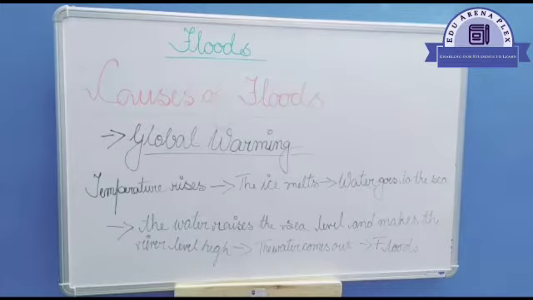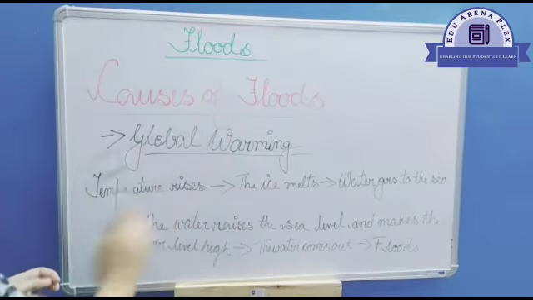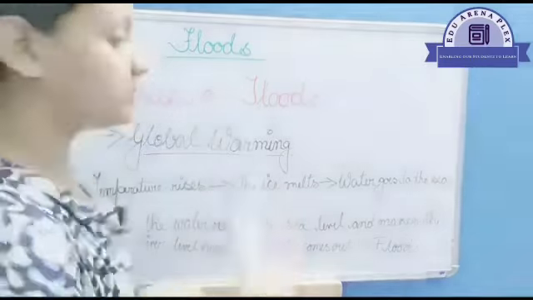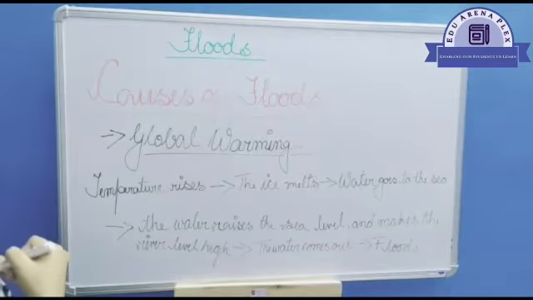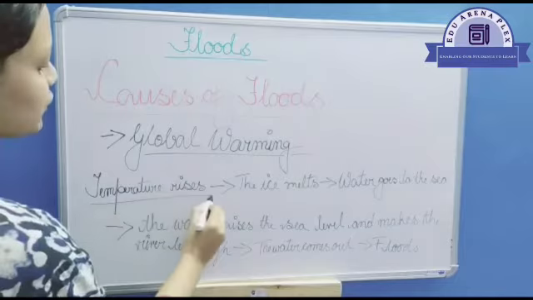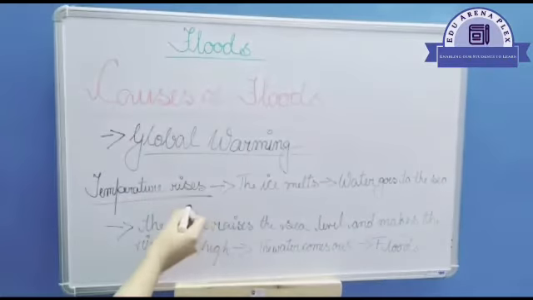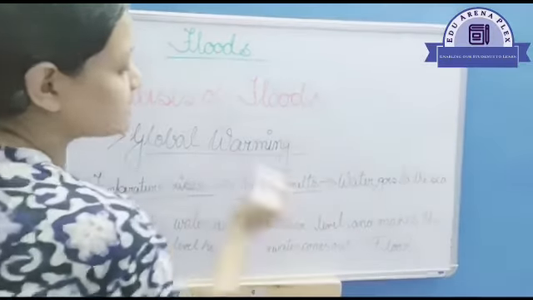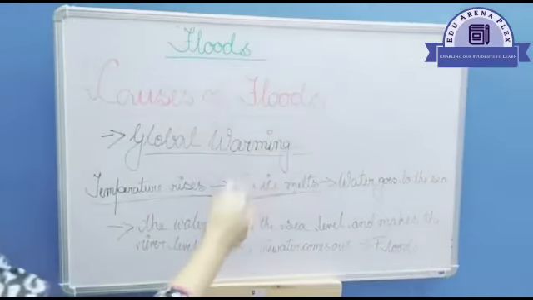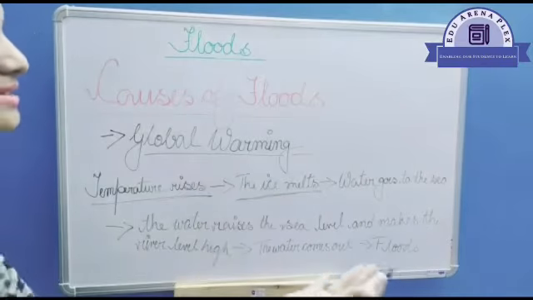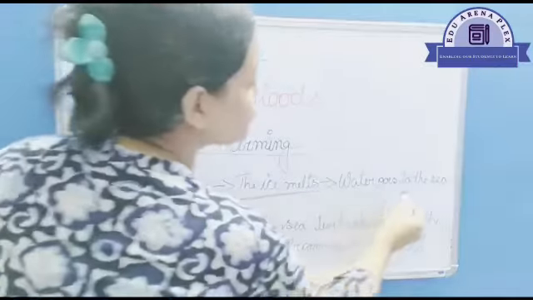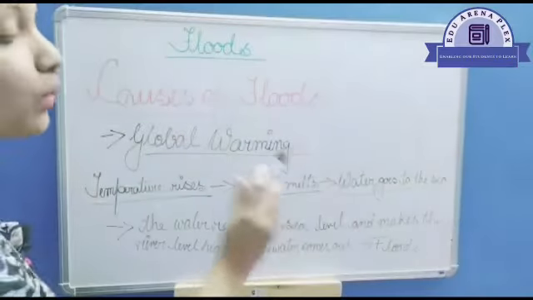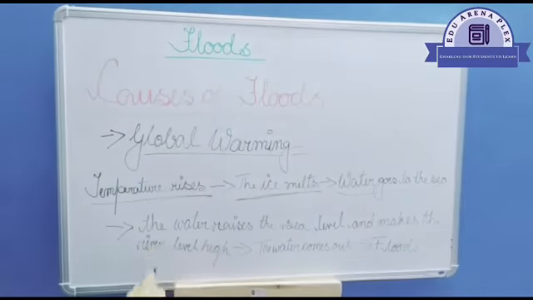See, causes of flood. The very first point we have is global warming. What happens when there is global warming? The temperature rises, and when the temperature rises, the ice will melt. When the ice melts, water comes out of it, and that water will go into the sea. Then you see what happens.